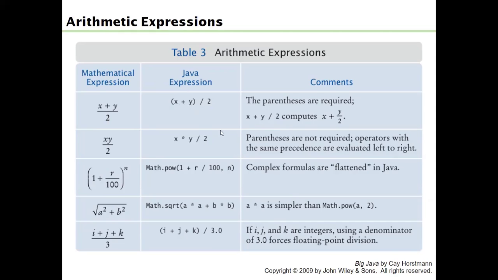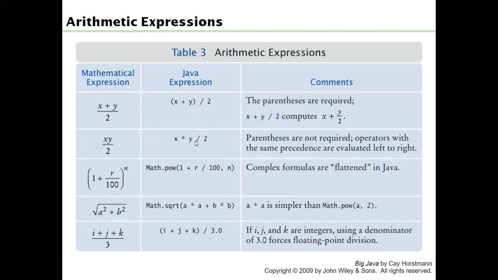So the parentheses are required. If you say xy over 2, remember that the computer doesn't understand implied multiplication. You have to physically or explicitly state you want to multiply those two things together. So you do it like this. Notice there's no parenthesis this time.